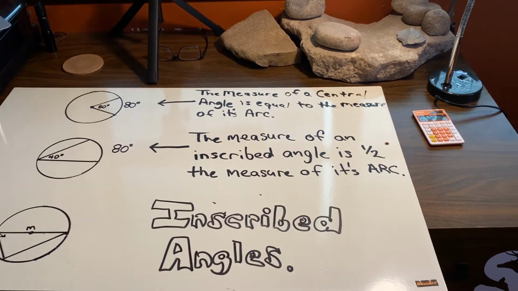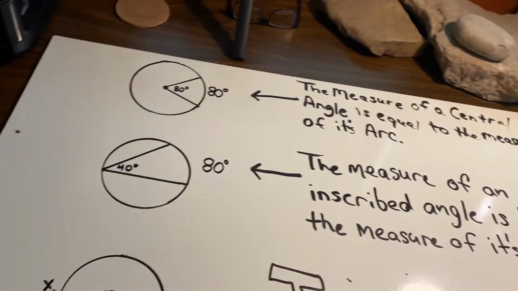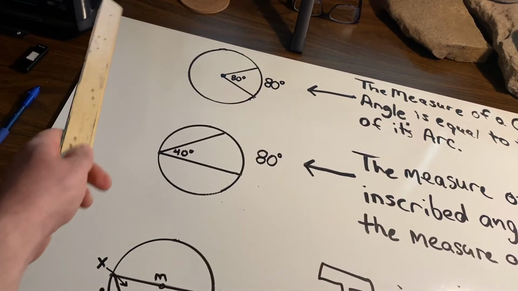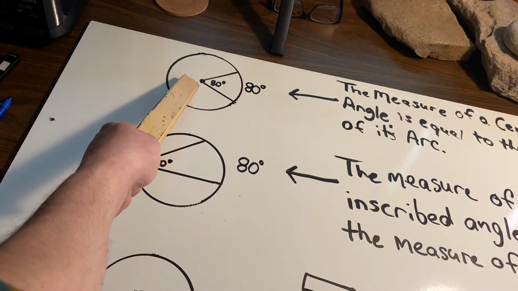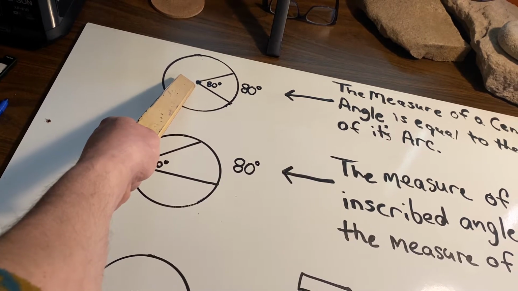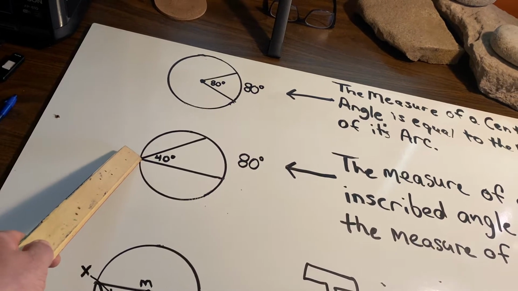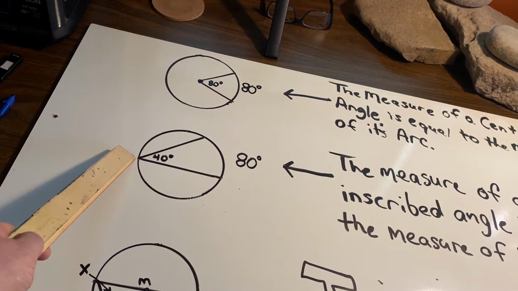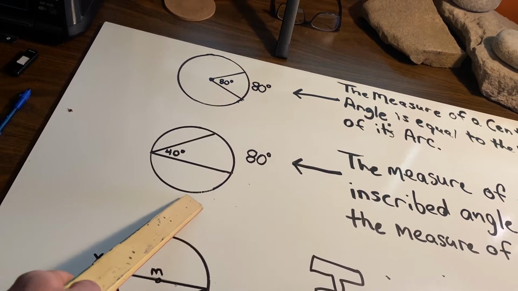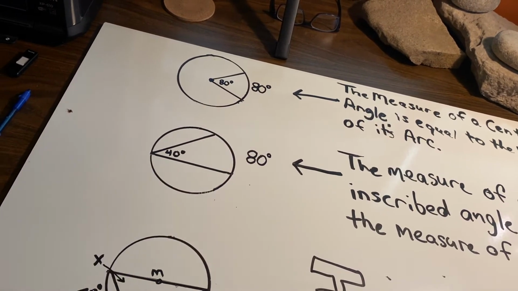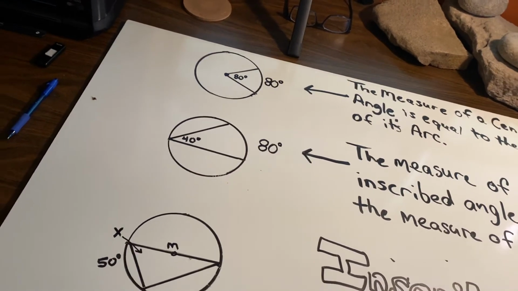An inscribed angle is similar to a central angle, except that rather than the vertex being located at the center of the circle, the vertex of an inscribed angle is actually going to lie on the circle at some point. It could be here, it could be over here, it could be anywhere on the circle. You're going to see different situations of that later on with your exercises.